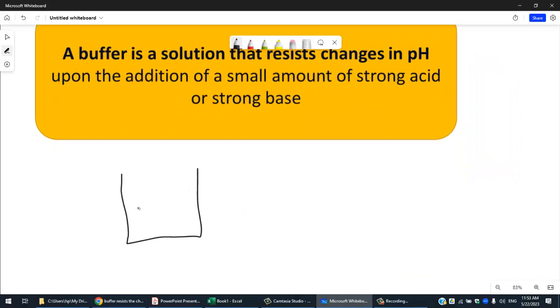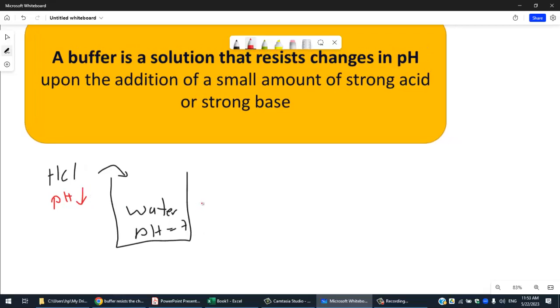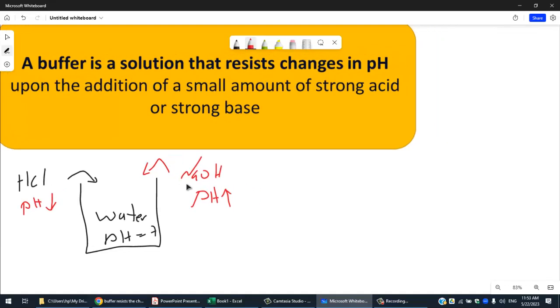Basically, if you have a beaker filled with water in the lab, and let's say this water has a pH of around 7, and you add a strong acid to this, like HCl, we're going to see that the pH will go down significantly. Let's say the pH will go to around 1 or 2, depending on the strength or the concentration of the acid. And if you add NaOH to the water, the pH will also increase dramatically to around 11 or 12.